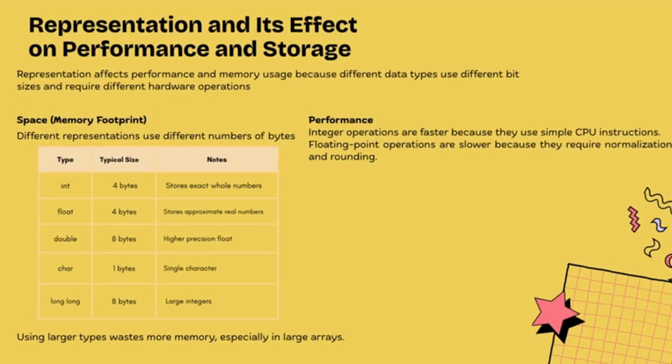We move on to the next. How data is represented affects performance and memory. Different types use different numbers of bits. Integers are faster because the CPU handles them easily, while floating point numbers are slower due to extra steps like normalization and rounding.